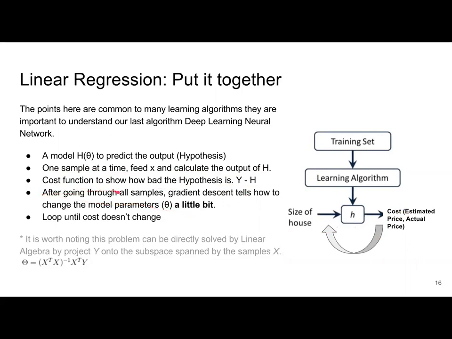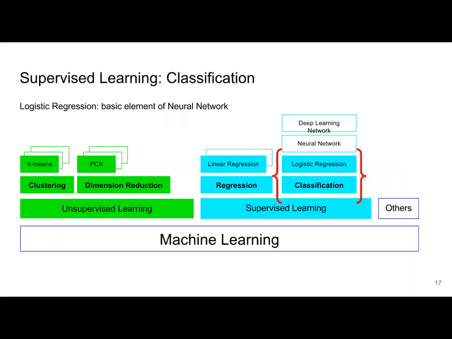After going through all the samples, applying the gradient descent I have mentioned, you will be able to improve your parameter theta a little bit. Then if you loop through this scenario, eventually you will find the theta and you will find the best fit. It's worth mentioning there's actually a linear algebra solution. You can directly find x, but we don't discuss it now.